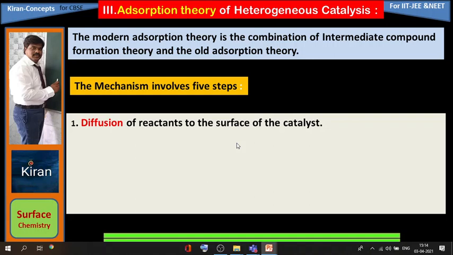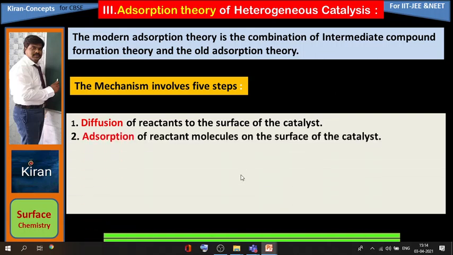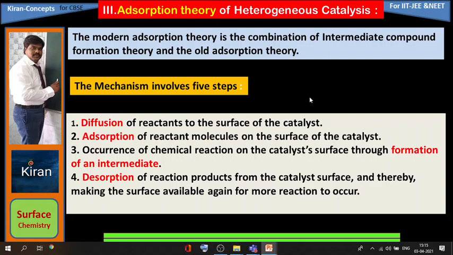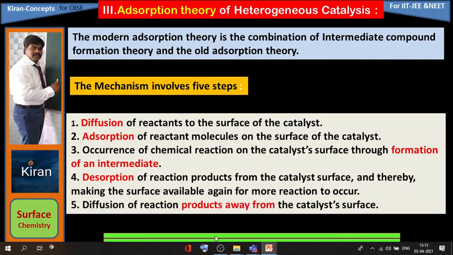First step, 5-step mechanism. First step, diffusion of reactants to the surface of the catalyst. Adsorption of reactant molecules on the surface of the catalyst. Occurrence of the chemical reaction on the catalyst surface through the formation of an intermediate. Desorption of product molecules from the catalyst surface, thereby making the surface available again for more reaction to occur. Diffusion of reaction products away from the catalyst surface.